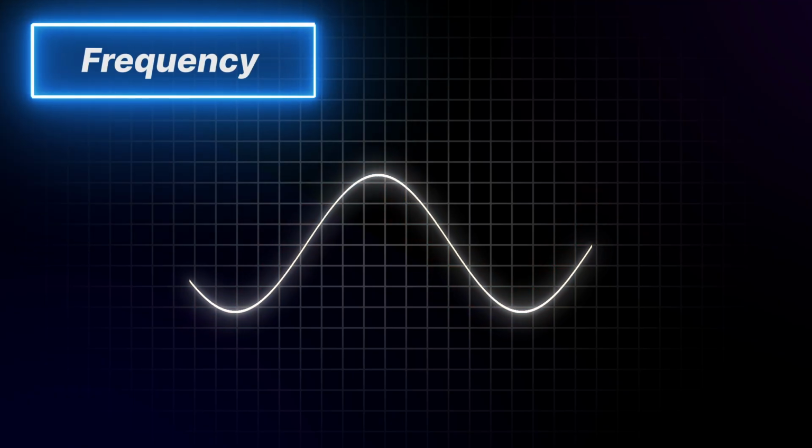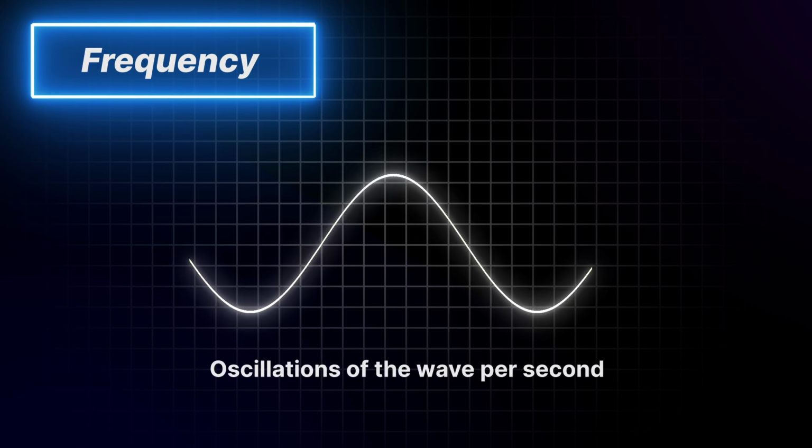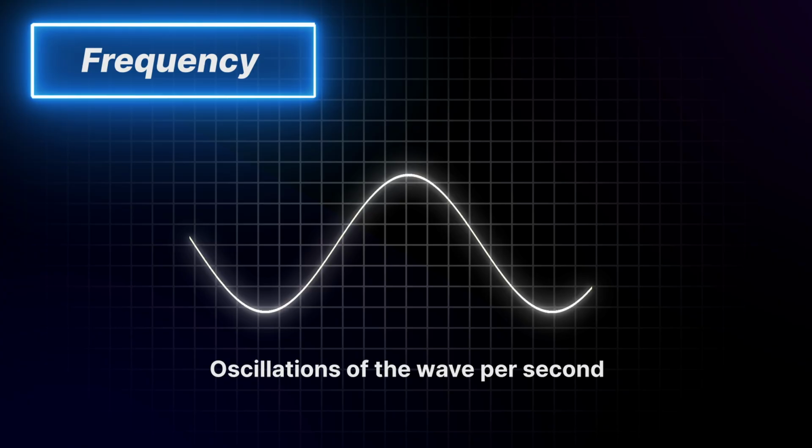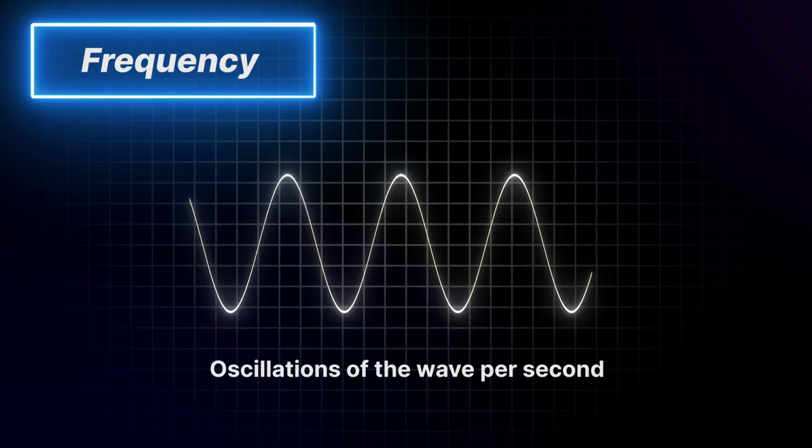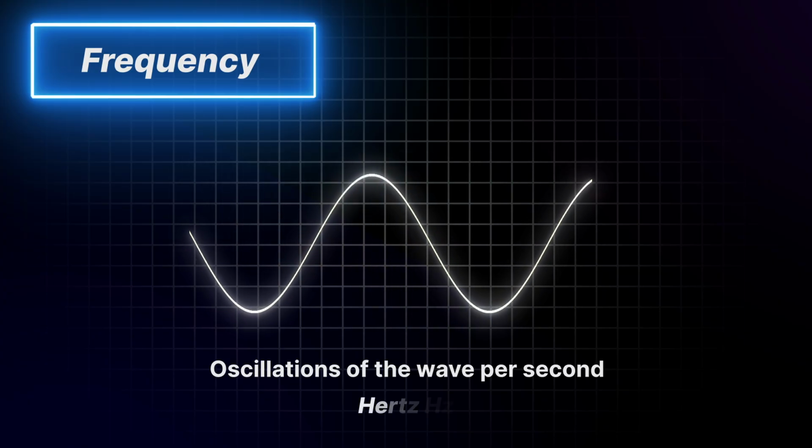Frequency describes how many times a wave oscillates per second. Wavelength and frequency are directly related. The shorter the wavelength, the higher the frequency, and vice versa. Frequency is measured in hertz.